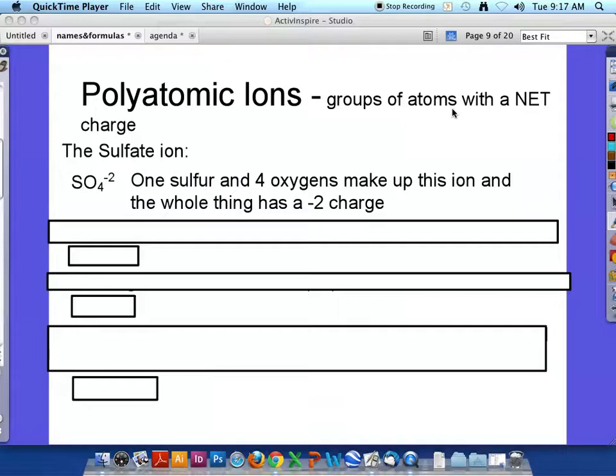For example, in this one we have the sulfate ion. The sulfate ion contains 1 sulfur and 4 oxygens. That combination of 5 atoms has a total net charge of -2. Okay? So if I changed the number of sulfur and the number of oxygens, I no longer have what's called the sulfate ion.